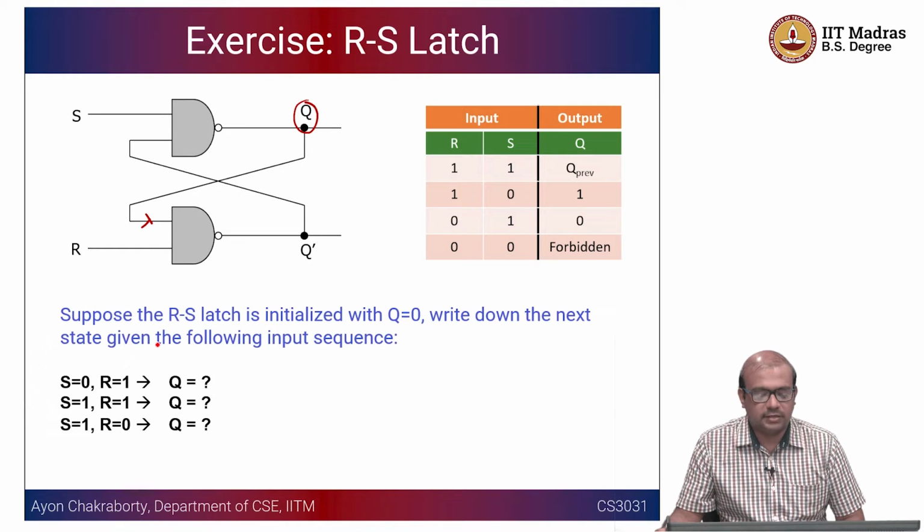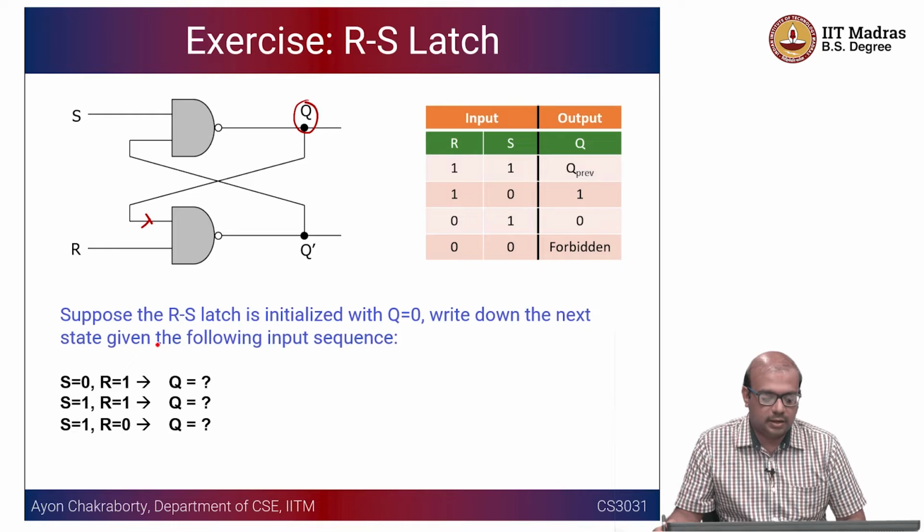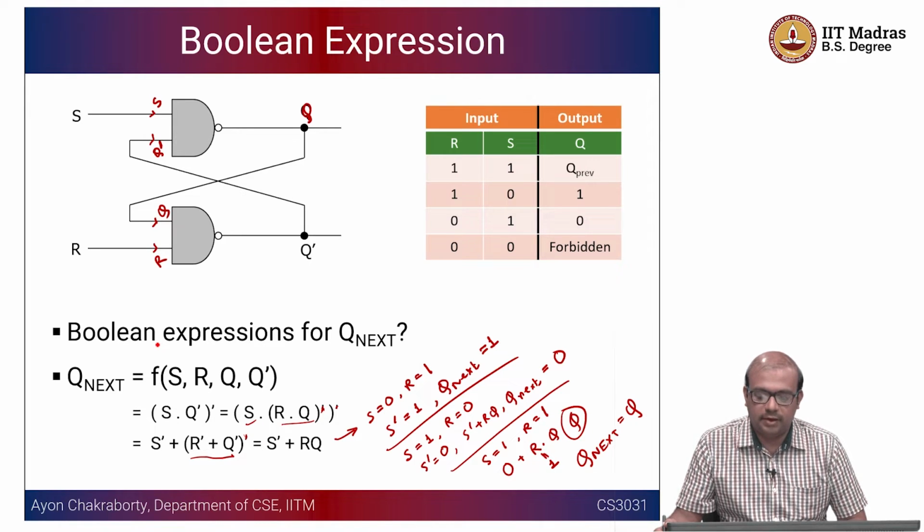Okay, then we discussed the Boolean expression for the RS latch, and I asked you to do this exercise: given the S and R values, find out the value of Q. We already did this in the last class. You can simply find out the Boolean expression and put the respective values of S and R in it, and this will be good enough to figure out what is Q next. Q next means the next value of Q given the current value of Q.